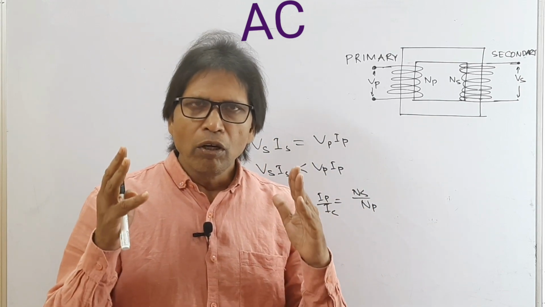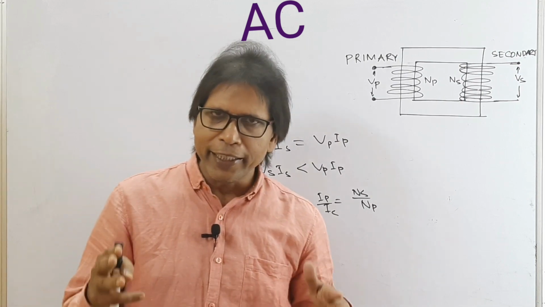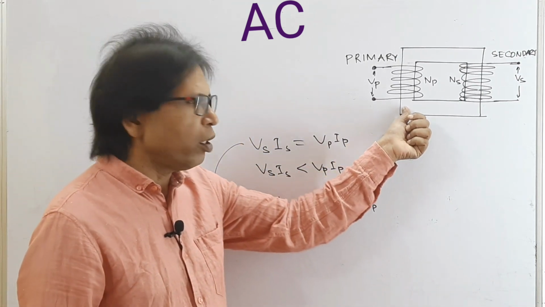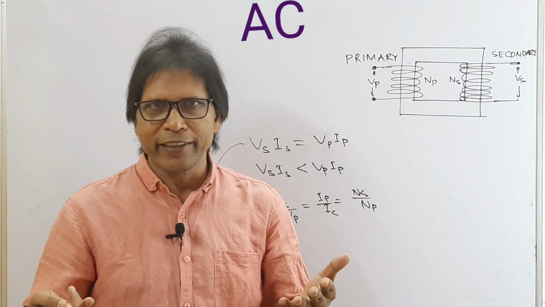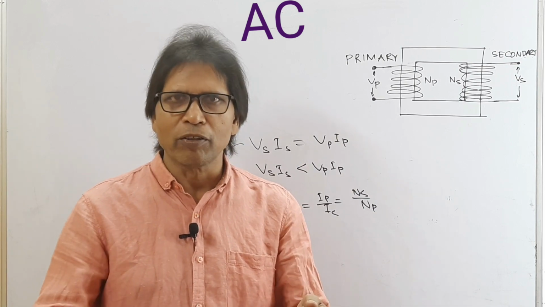Okay, now loss due to the hysteresis effect. Due to magnetization and demagnetization of the iron core, there is heat loss due to hysteresis. This is minimized by using a soft iron core.